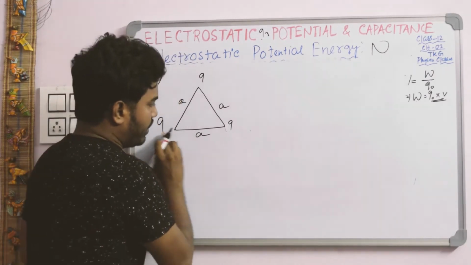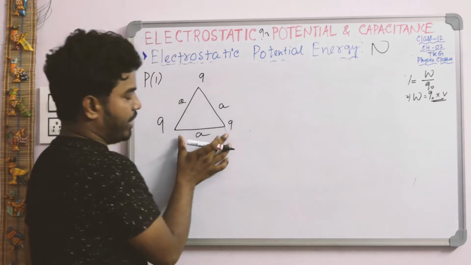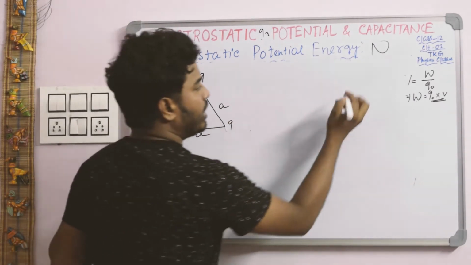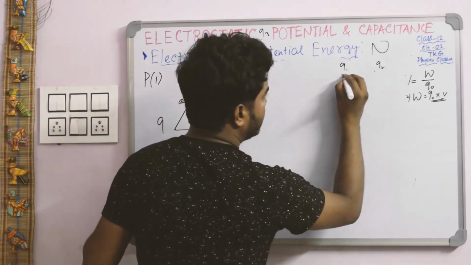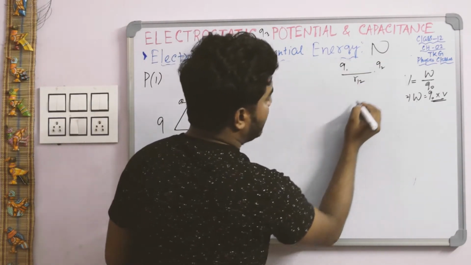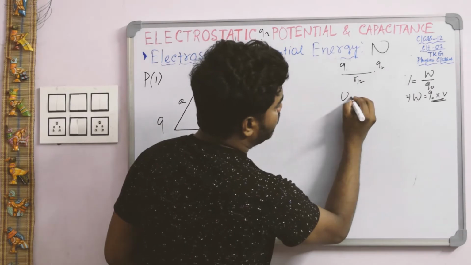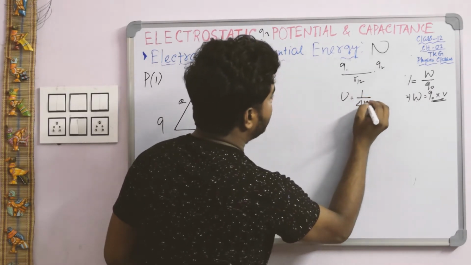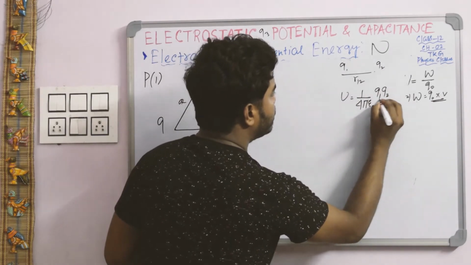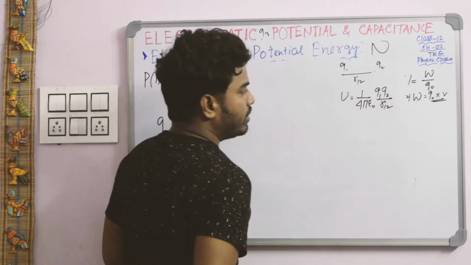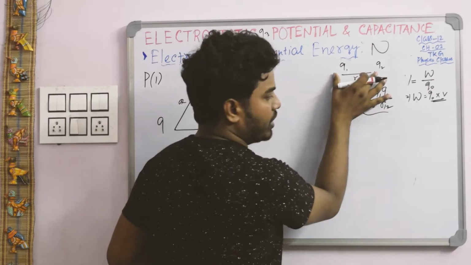Here is charge Q and here is charge Q, and the separation is A. And you know, if there is a charge Q1 and there is charge Q2 and separation is R12, what is the electrostatic potential energy? U is equal to 1 by 4 pi epsilon naught Q1 Q2 by R12. This is the formula for 2 point charges.